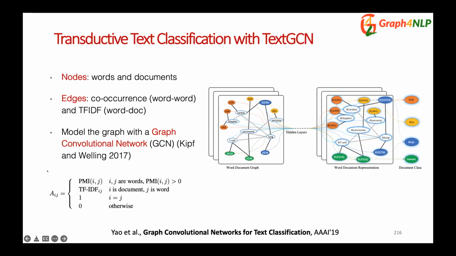So you can see that this is the adjacency matrix of the graph. If both nodes are words, they calculate the PMI. And if i is a document and j is a word, they calculate the TF-IDF. And if they're similar, the weight is 1, otherwise it's 0. So in this way, document classification becomes node classification in such a graph.